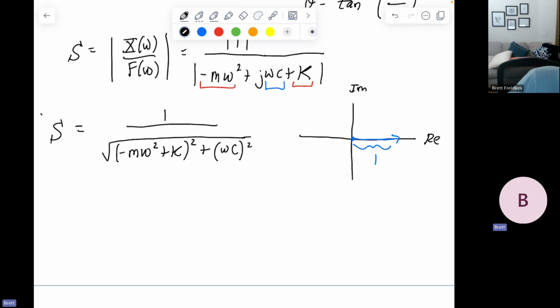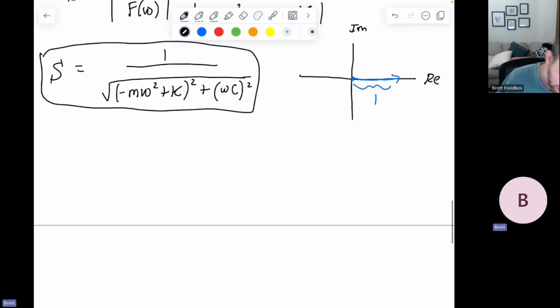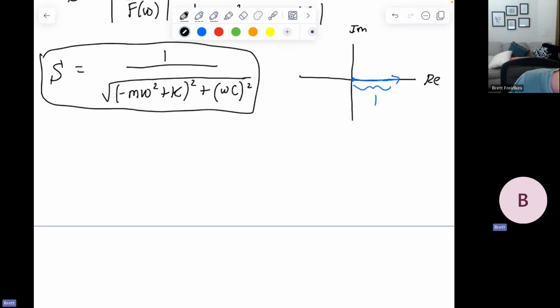This is the sensitivity in between the input and the output. And it depends on the dynamics of the system. So what is the spring? What is the mass? What is the damper? And it depends on what frequency the input force is changing at or is oscillating at. So let's look at some cases. Let's say we look at low frequencies. Maybe omega is equal to 0.